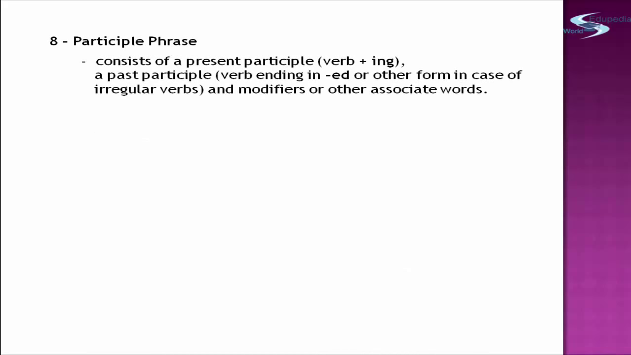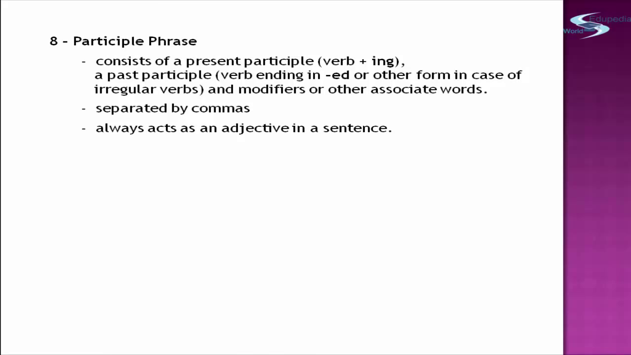The next type is participle phrase. A participle phrase consists of a present participle, verb plus ing, a past participle, verb ending in ed or other form in case of irregular verbs, and modifiers or other associated words. A participle phrase is separated by commas. It always acts as an adjective in a sentence.